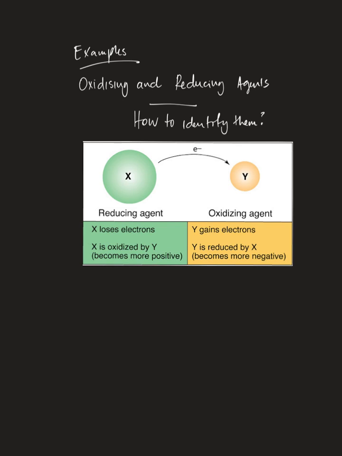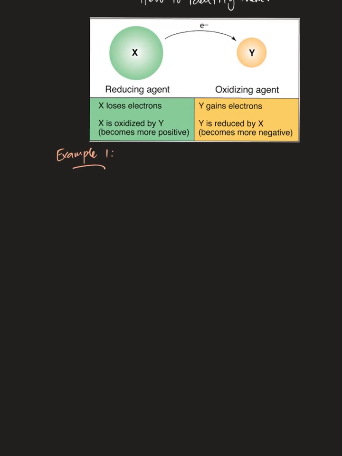Alright, so let's have a look here. Let's look at the first example, Example 1. The first thing I have here is they've given me Ca plus Cl2, and that's going to give me CaCl2. Now they want you to identify the oxidizing agent and the reducing agent. You have to show your calculation.